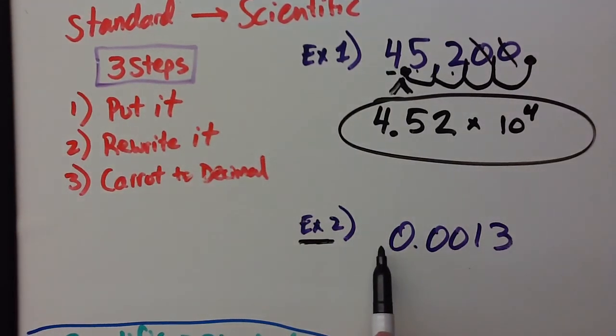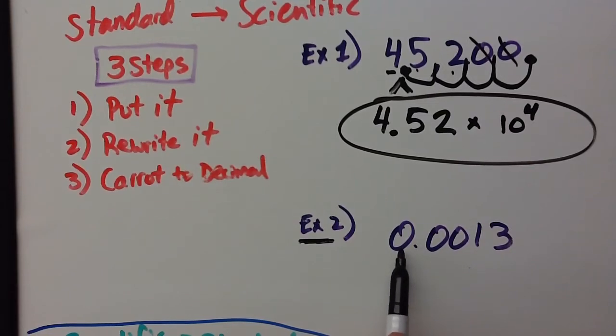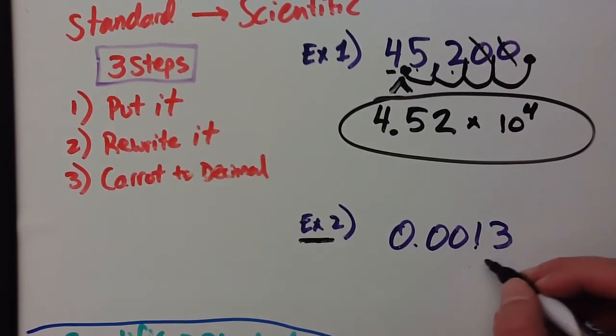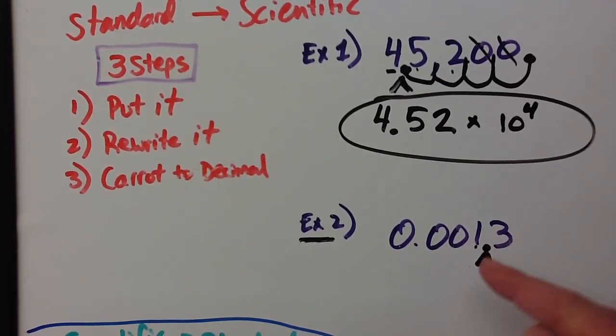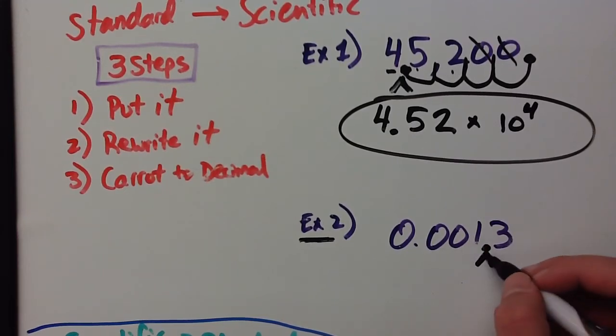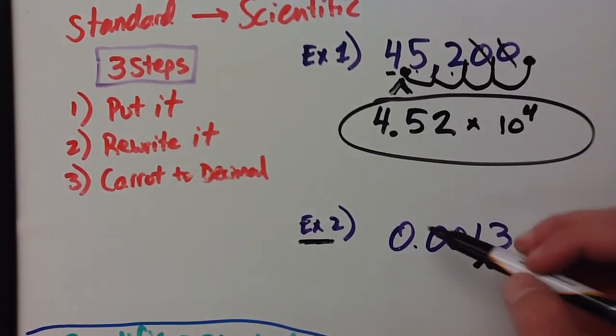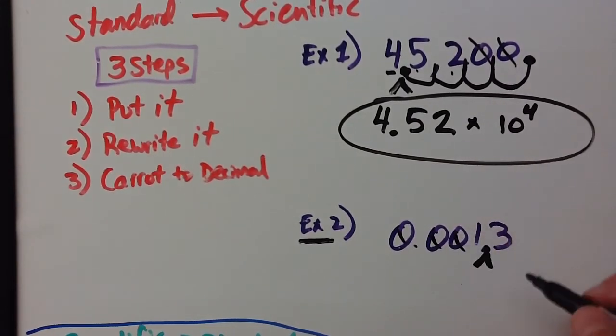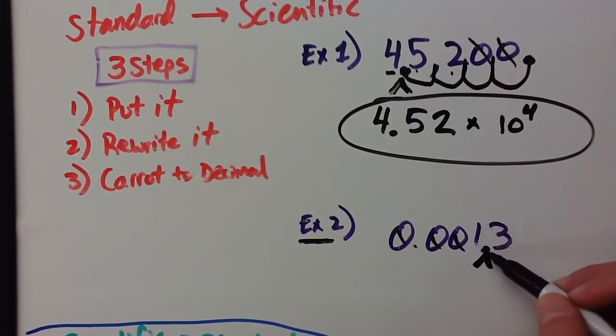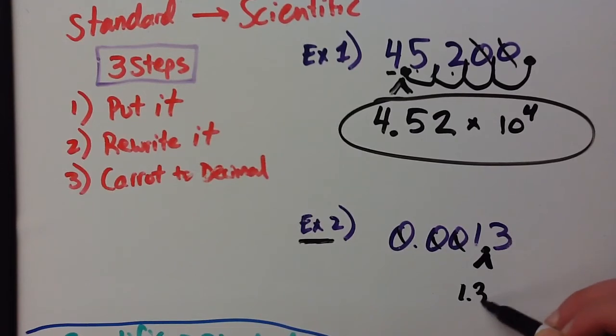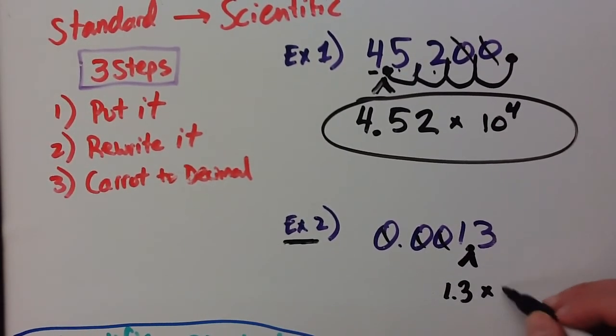So let's read the number from the left to the right. The first digit that's not 0. This is 0, this is 0, this is 0. Oh, here's a digit that's not 0. I'm going to put the caret with the decimal right there after the 1. So there's the caret after the decimal. Next, let's rewrite it. So all of these zeros fall off. The decimal now is 1.3. I'm going to multiply this by a power of 10.